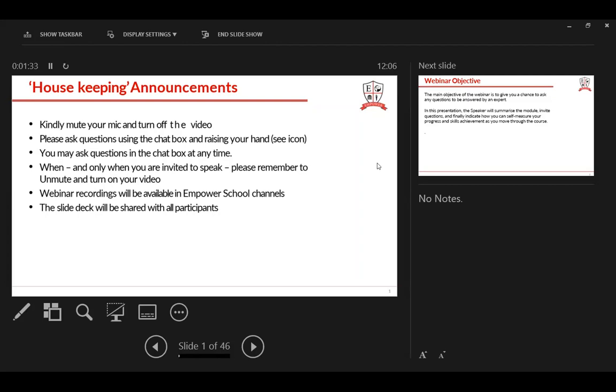Our objective today is to understand the essential medicine list, and then what we can do to improve it, and also who we approach.